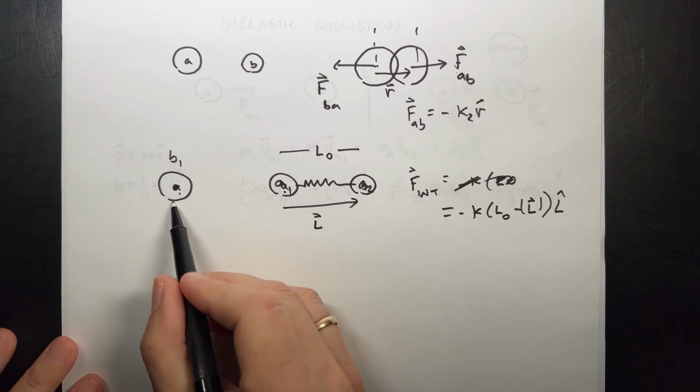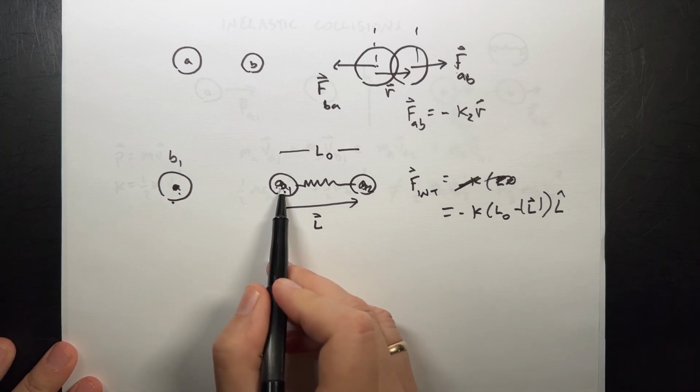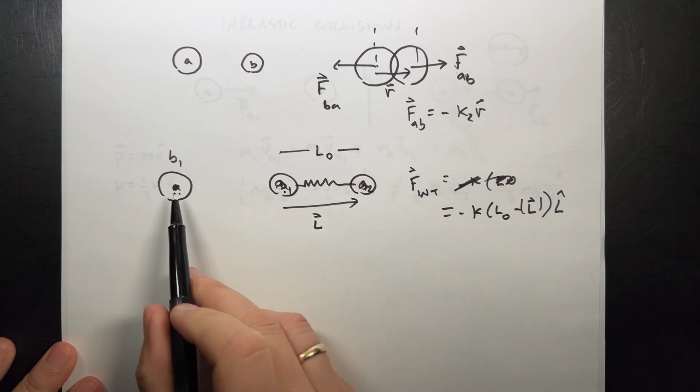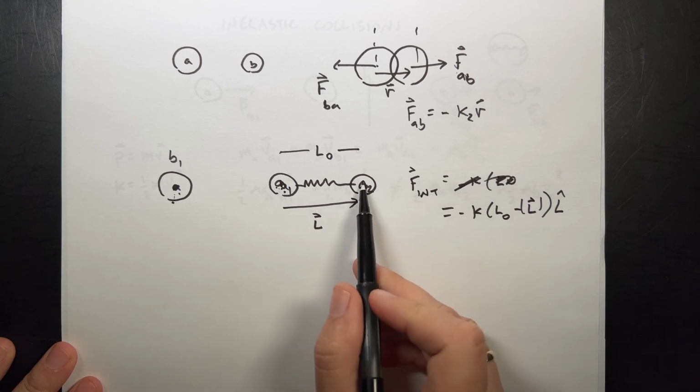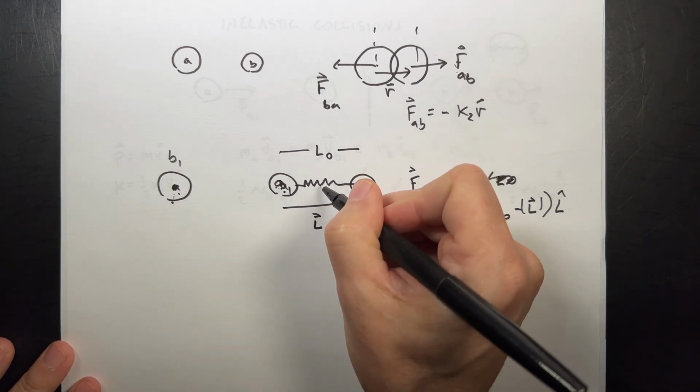So this one can have 0 or 1 force on it, an interaction between that one. This one's going to have 2 forces on it, the interaction with this plus the spring, and this one's just going to have the spring. And then I can calculate the center of mass, just put it right there.